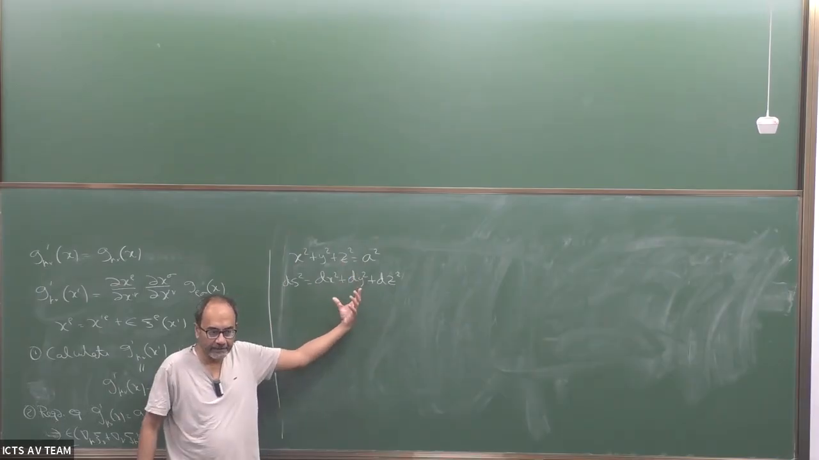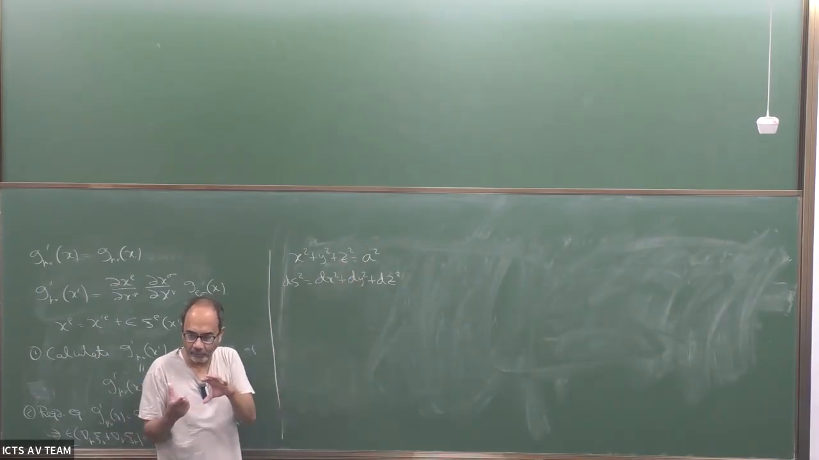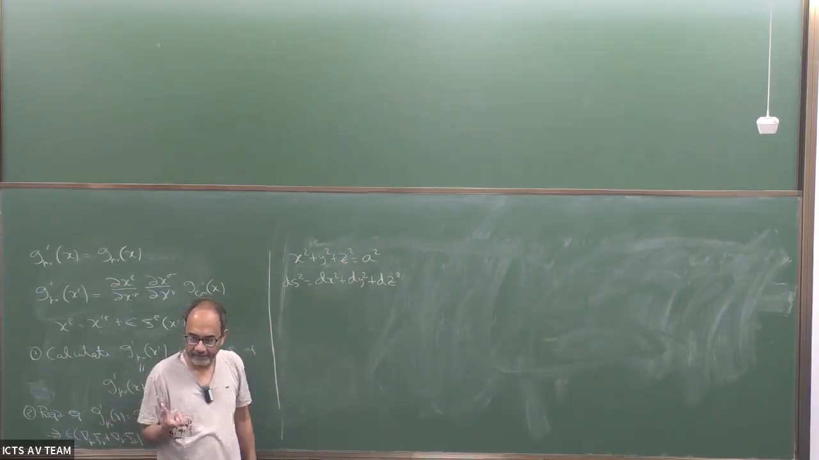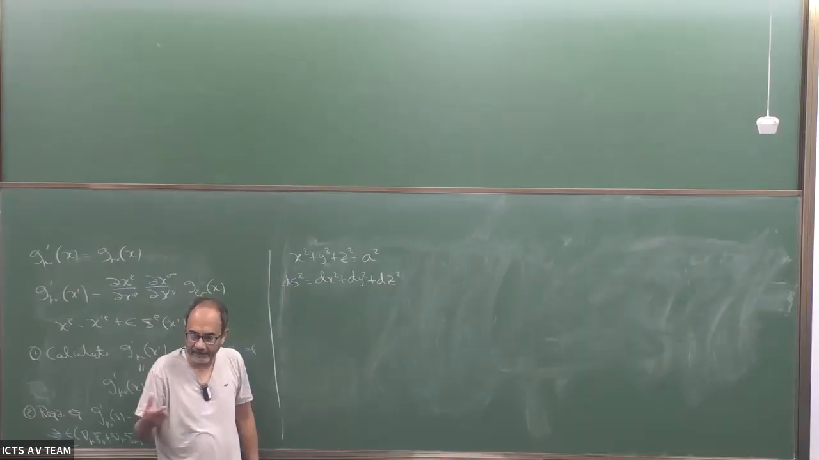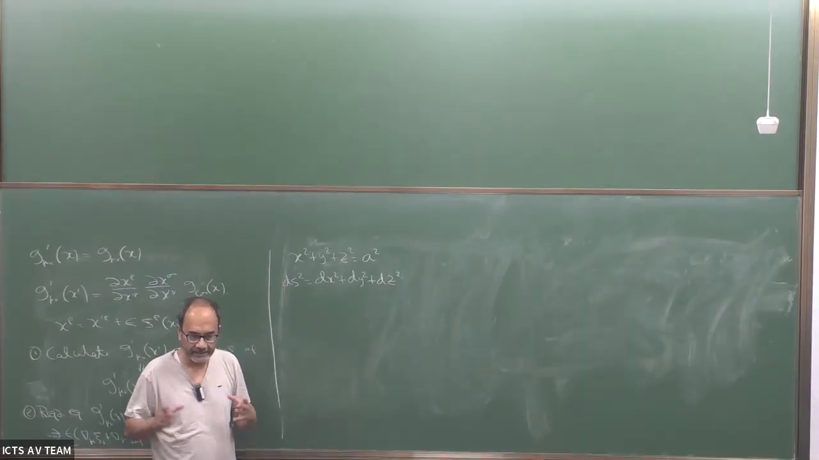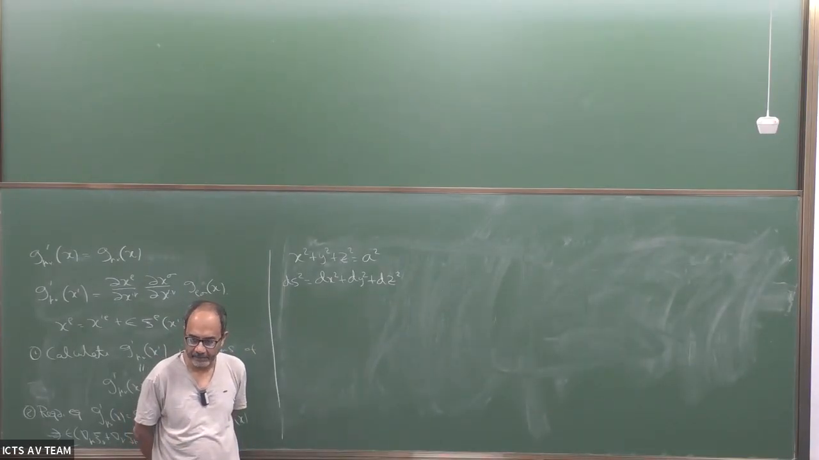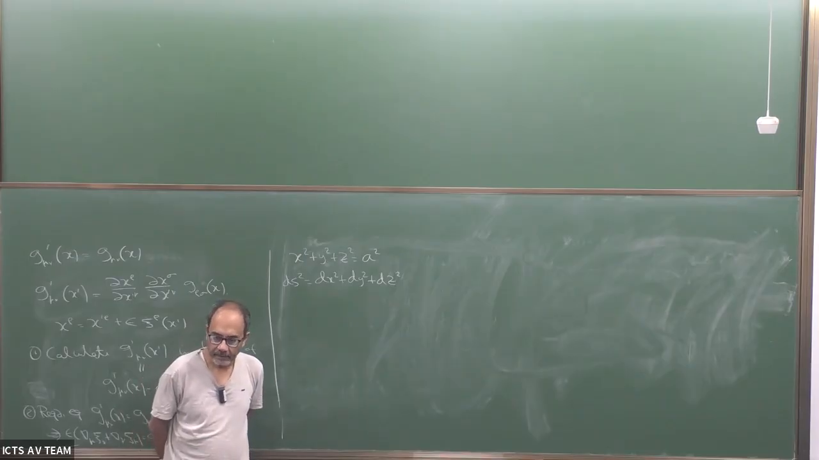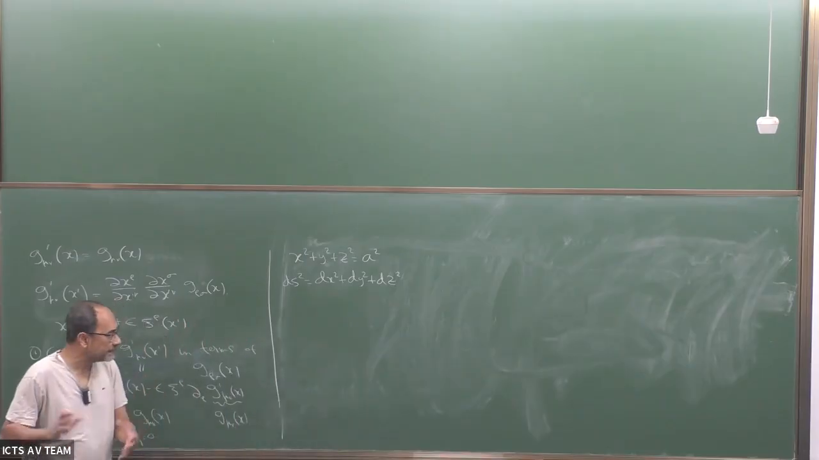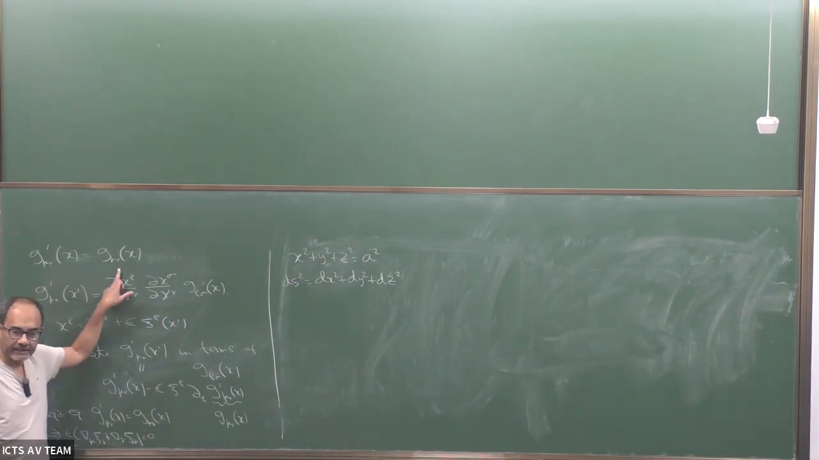So when you think of it this way, it's clear that an SO3 transformation is an isometry, right? Even though it's not visible in the intrinsic coordinate system, when you write it as d theta square plus sine square theta d phi square. But if you want to give an intrinsic definition of isometry, it is this, right?